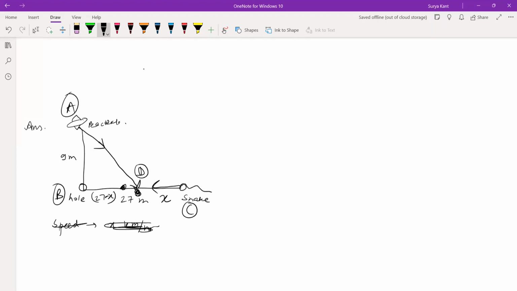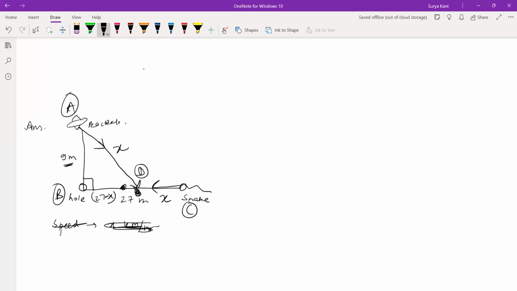So the peacock is going straight, it's coming. So this is just like a 90-degree Pythagoras theorem, right? Yes, sir. So this is 9, this is 27 minus X, and this is also X only. Why is this also X? Because the snake and peacock are moving at the same speed. It is given in the question that the snake and peacock are moving at the same speed.